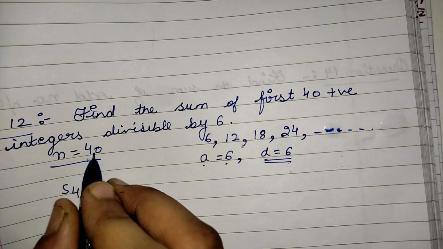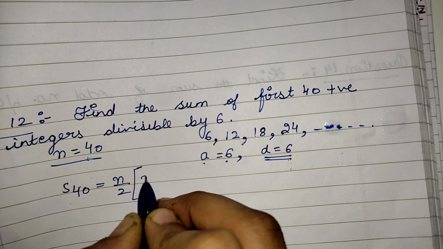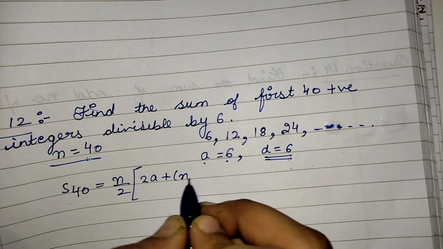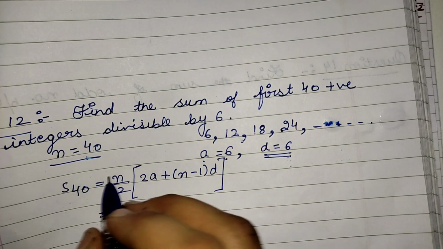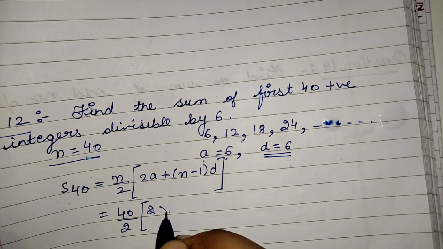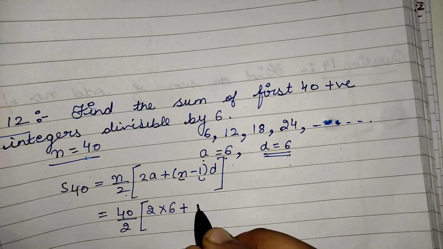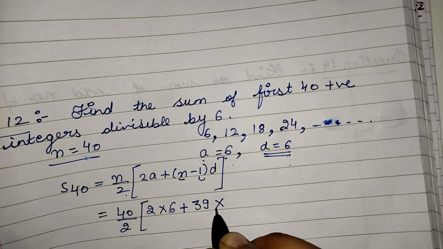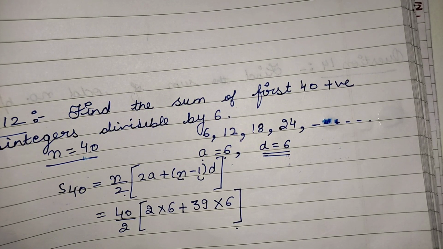I have to find out the sum of the first 40 terms, which will be given by n by 2 into 2a plus n minus 1 into d. N is my 40, so 40 by 2 into 2a, a is my 6, plus 40 minus 1, which is 39, into common difference, which is my 6.